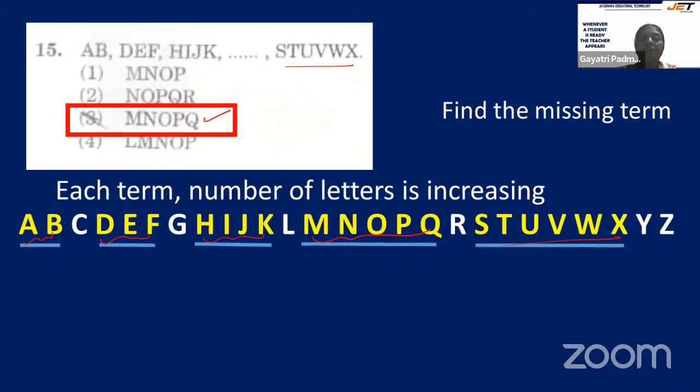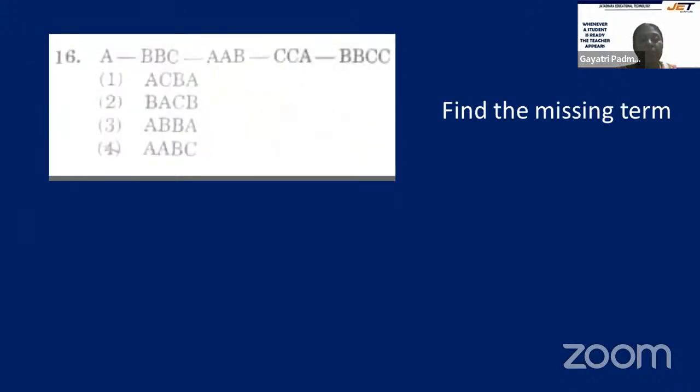Right. Therefore, your option 3 is the correct one. All right. Now see the next question. You have A dash BBC dash AAB dash CCA dash BBCC. All right. So your 30 seconds starts now. Quickly complete it. Don't try to take more than that because these questions do not require more than 30 seconds.